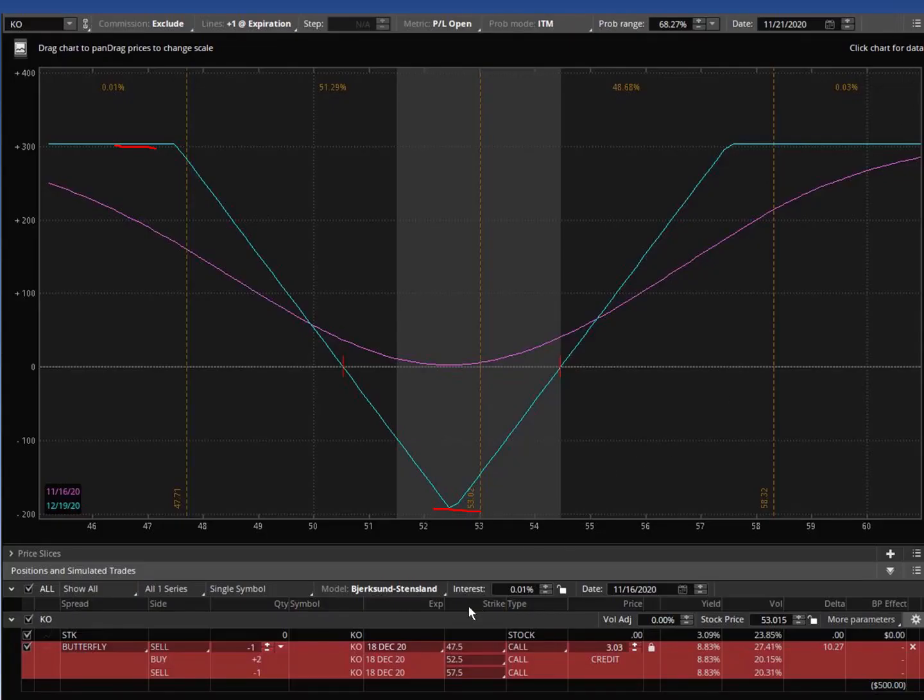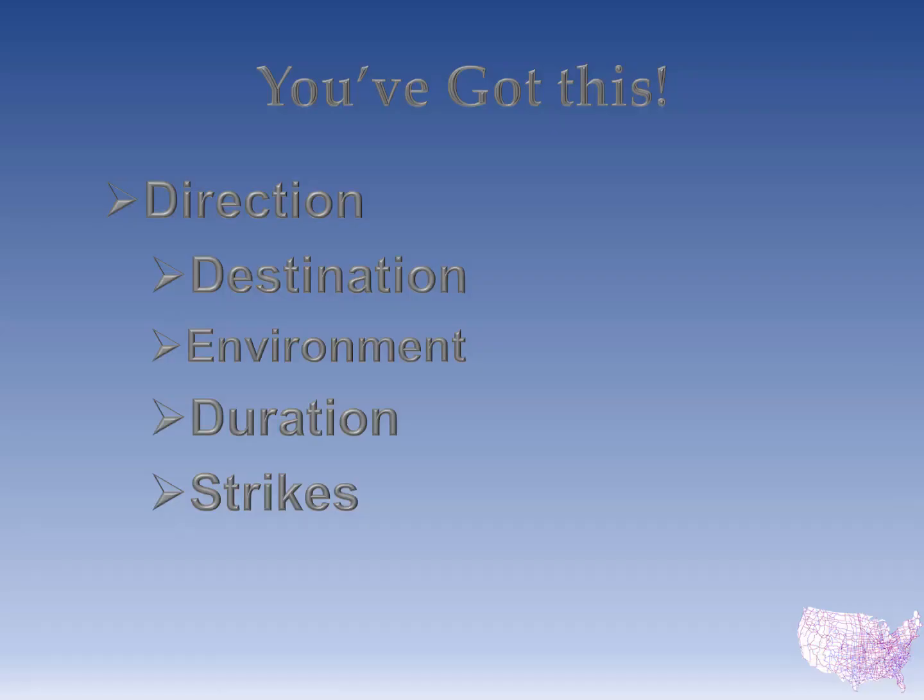You want to get into low volatility because the premium I'm paying for these 52.5 calls is much less, right? So I don't have to go as deep in the money.